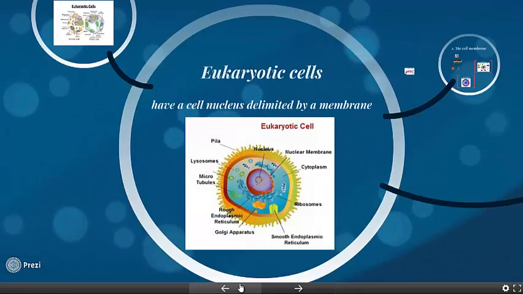Eukaryotic cells have a cell nucleus delimited by a membrane, and these cells are part of multicellular organisms like us. The eukaryotic cell can be classified according to origin: animal cell and plant cell. The main difference between eukaryotic and prokaryotic cells is that the eukaryotic cell has a cell nucleus delimited by a membrane called the nuclear membrane.